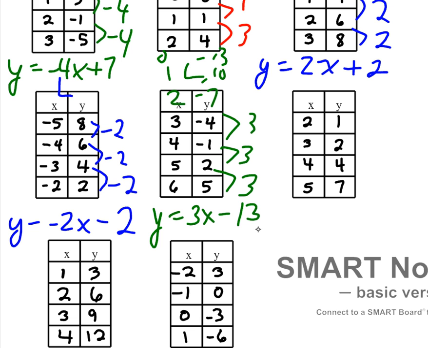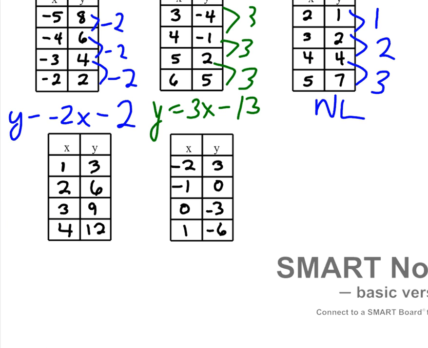All right, we're going to keep going. So let's see what's happening. We're going up by 1, up by 2, up by 3. It's a pattern, but they're not the same number. This one is non-linear.